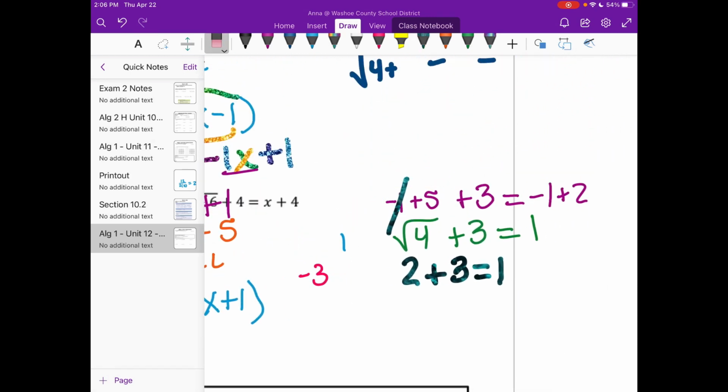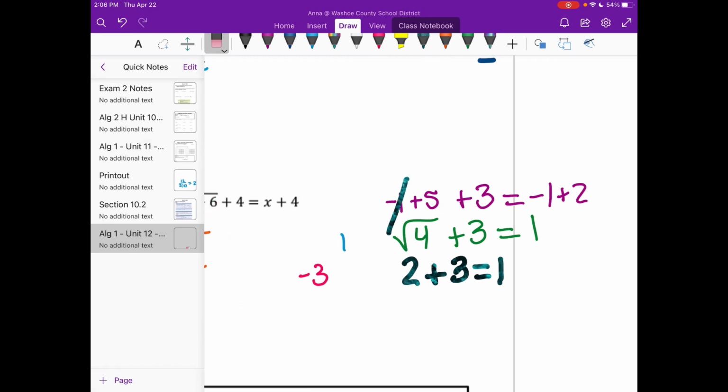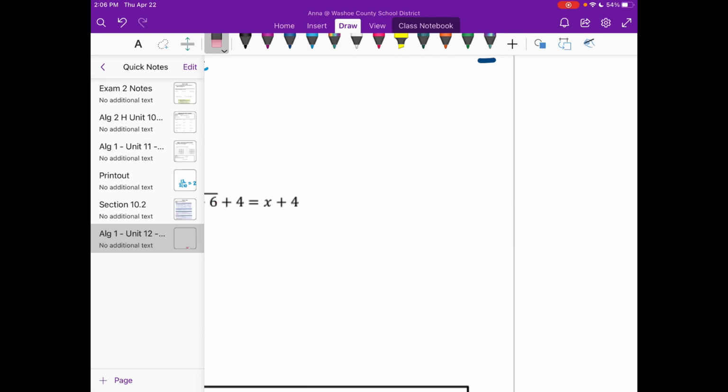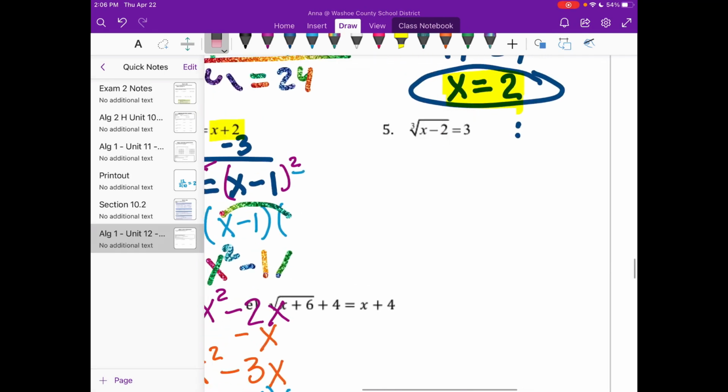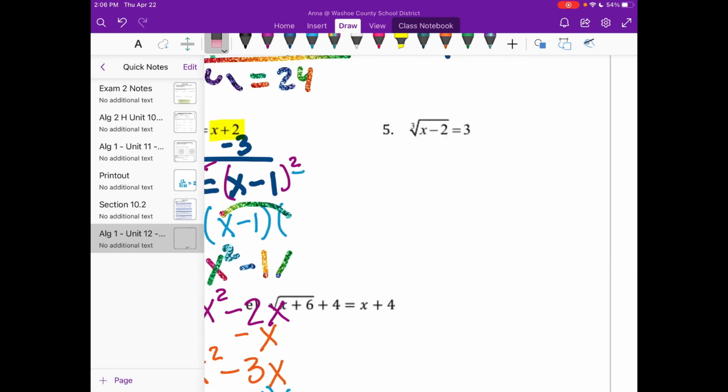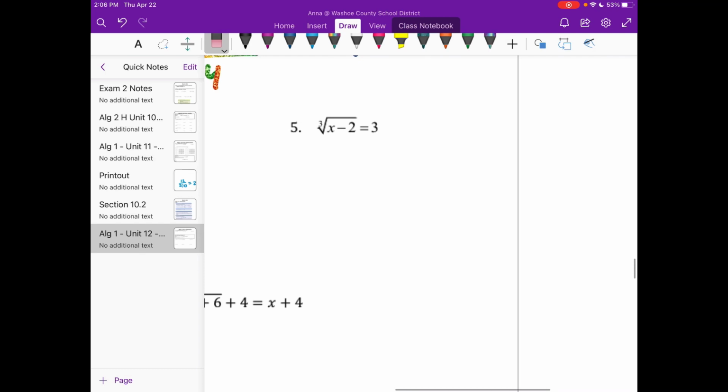All right, guys, I am going to do one more with you. Then you guys are going to do some on your own, and we're going to call it a day. Number 5. Number 5 is, got to see if the radical's by itself. So cube root x minus 2 equals 3.